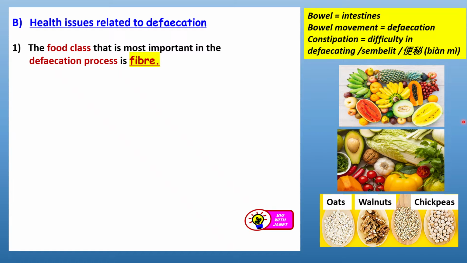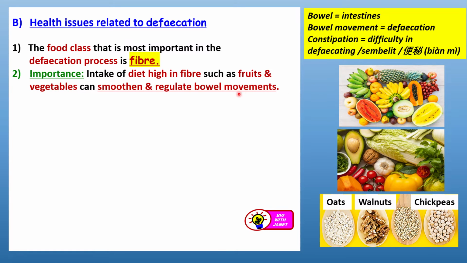So the fiber that is eaten can help to promote defecation. So the importance of fiber is that the intake of a diet high in fiber, such as fruits and vegetables, can smoothen and regulate bowel movements. Bowel movements here means the act of defecation, where the bowel are the intestines. So when we say someone moves his bowels, it means that he is carrying out the act of defecation, or in Malay is buang air besar, Chinese is 大便, right? So fiber can help to promote the defecation process.